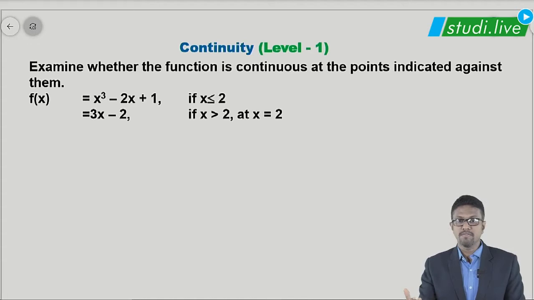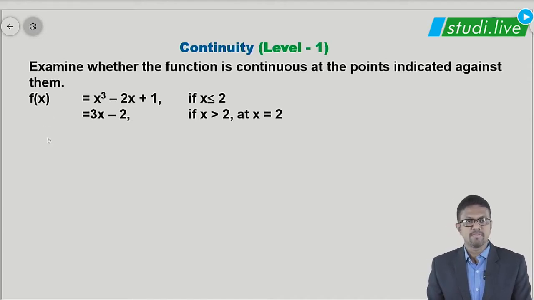Because we have a function which is less than 2 and greater than 2, it has a different definition. So we will have to check the left hand limit and the right hand limit of the function. So let us find the left hand limit. So limit x tends to 2 minus f of x.